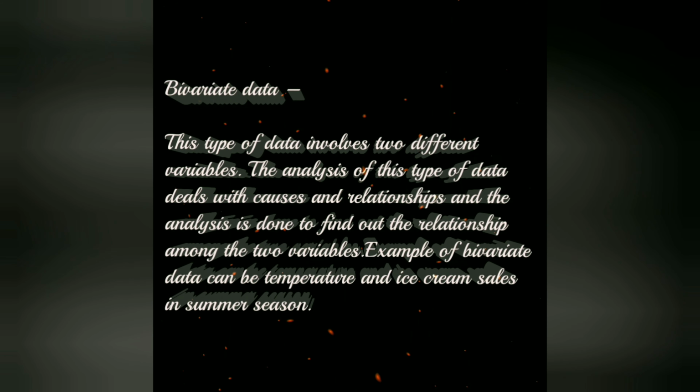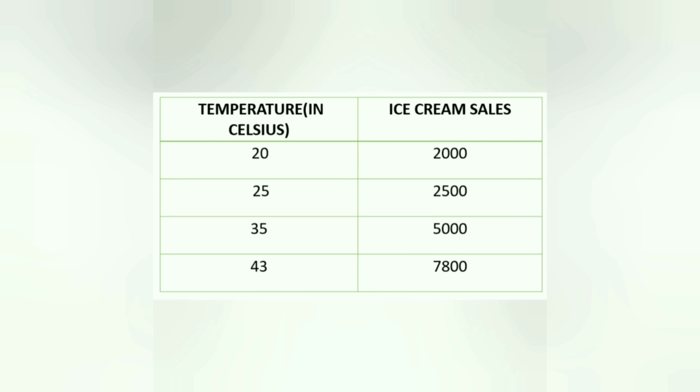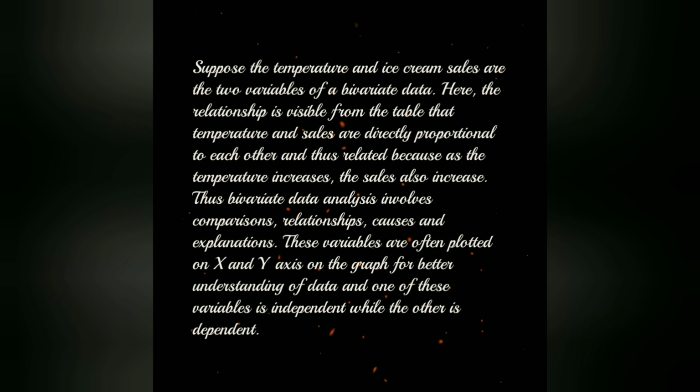An example of bivariate data can be temperature and ice cream sales in summer season. Suppose the temperature and ice cream sales are the two variables of a bivariate data. Here, the relationship is visible from the table that temperature and sales are directly proportional to each other and thus related, because as the temperature increases, the sales also increase.